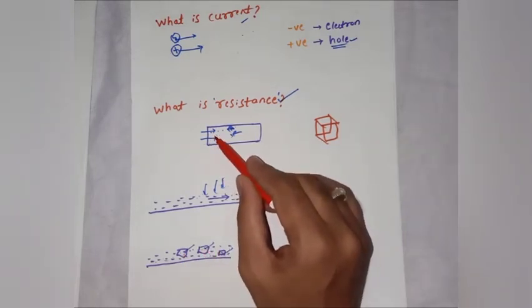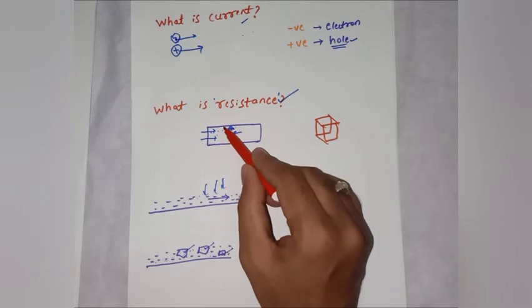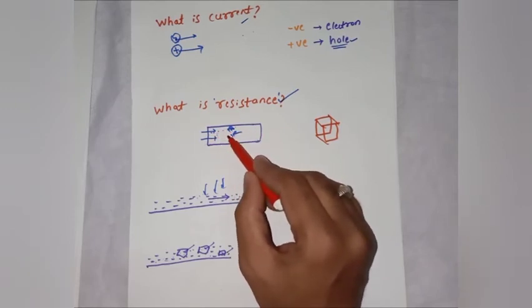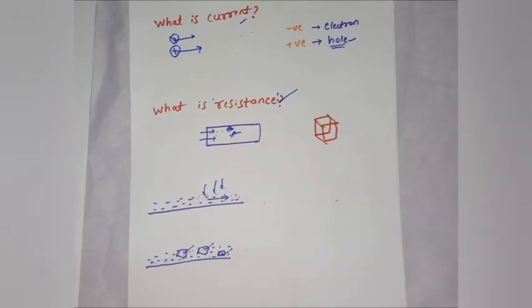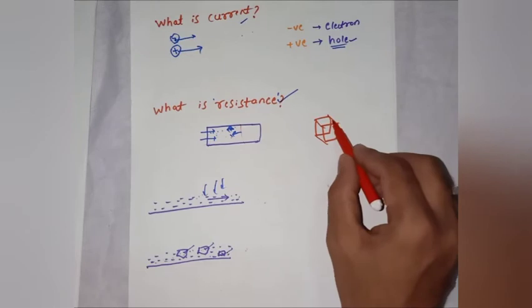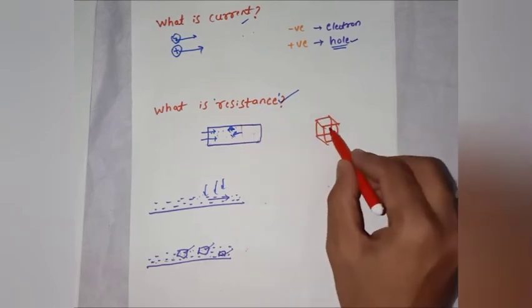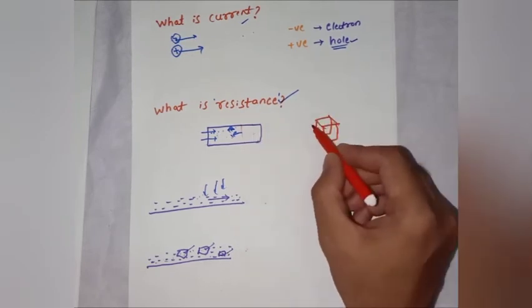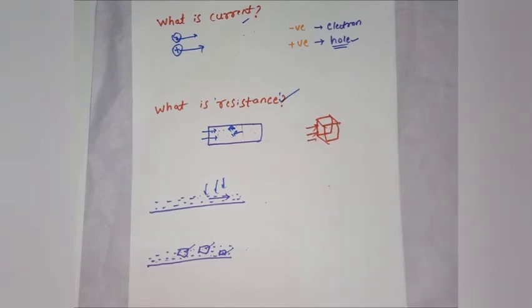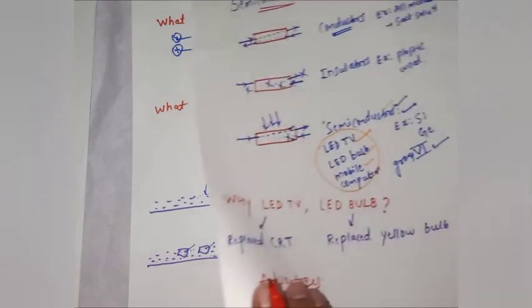And here the material itself starts opposing the flow of electrons in it. That is called resistance. Resistivity means just cut it and form a cube. The resistance of that is the opposition of this particular cube for the flow of electrons in it. That is called resistivity. So remember that point.